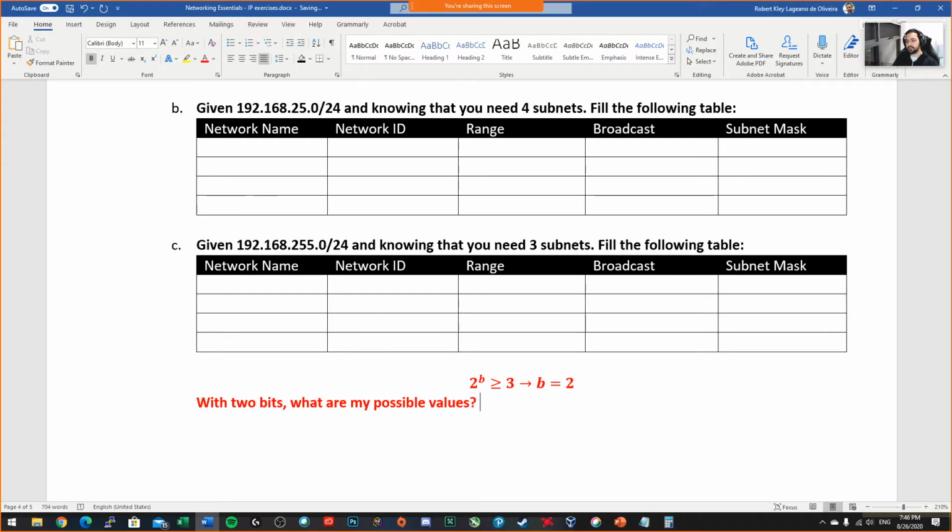What are my possible values with 2 bits? 0 0, 0 1, 1 0, 1 1. It can be 0 0, 0 1, 1 0, 1 1. These are all the possible values that I can write down with this. Okay? Correct? Yes? No? Too hard?